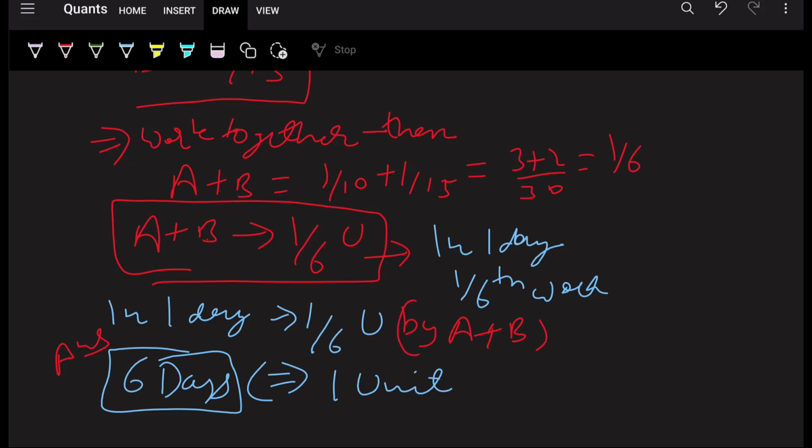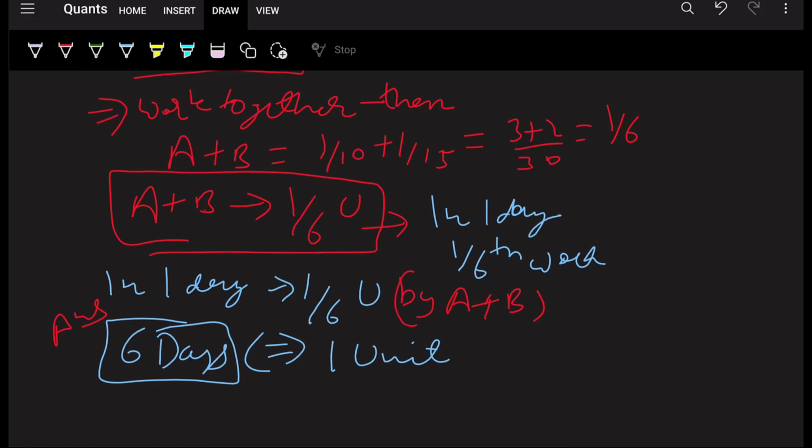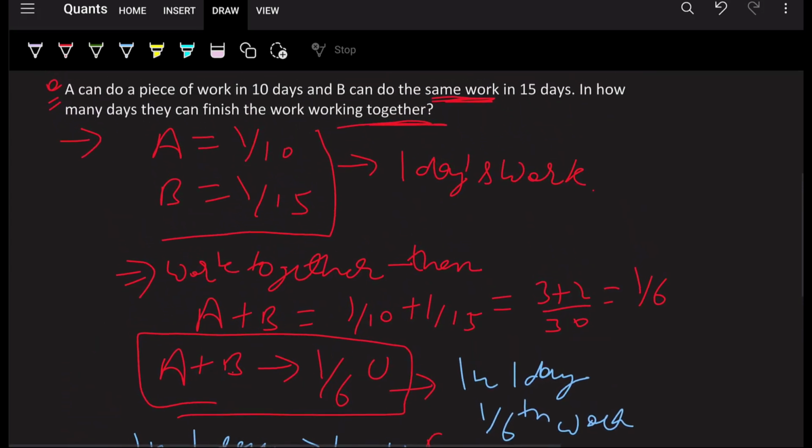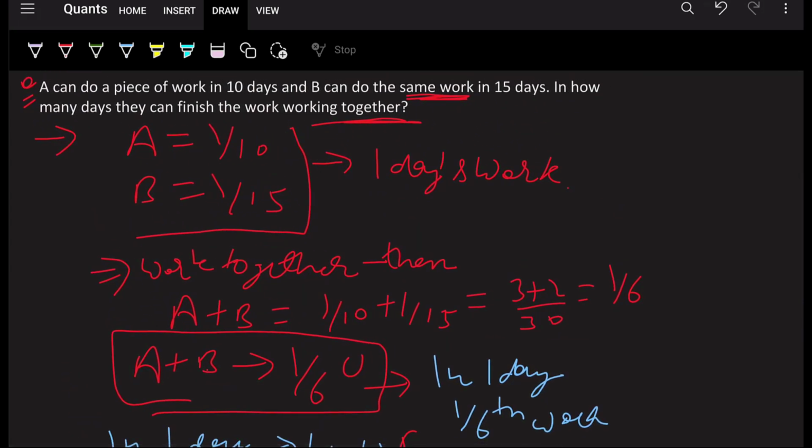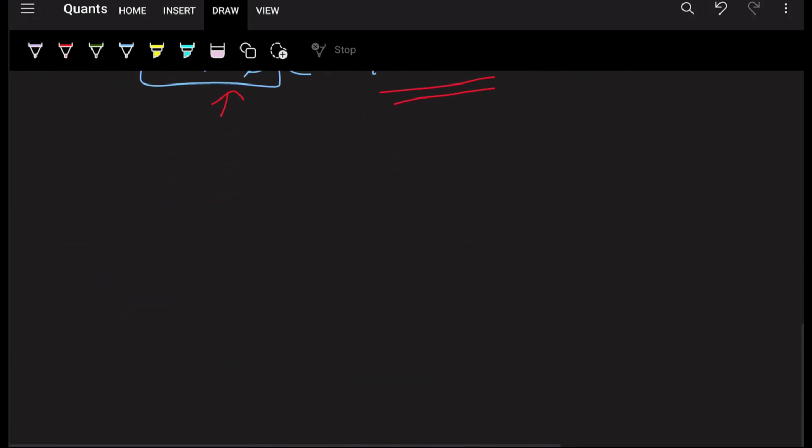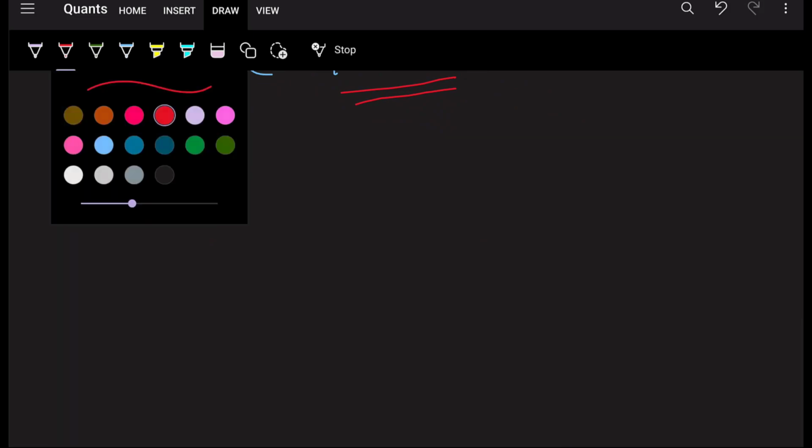So now if we have to complete the 1 unit of work, then they will take 6 days. I hope you guys are understanding. So now this is the one method to do this question. Here it involves fractions, because we have assumed the work to be of 1 unit. But there is another method which is much easier to understand and do the calculations.